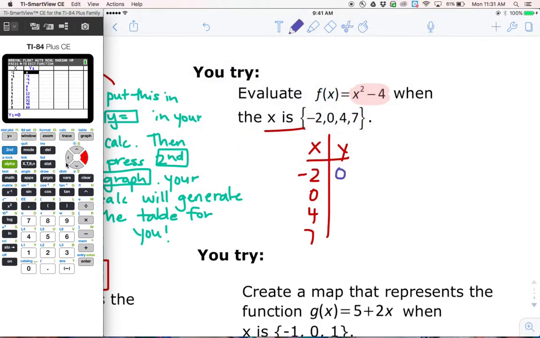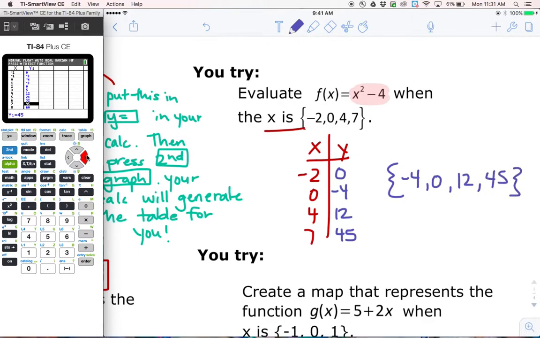When x is 0, y is negative 4. When x is 4, y is 12. Okay, and then when x is 7, y is 45. All right, so those are my y values that I was looking for. Now my answer is going to look like this: -4, 0, 12, 45.